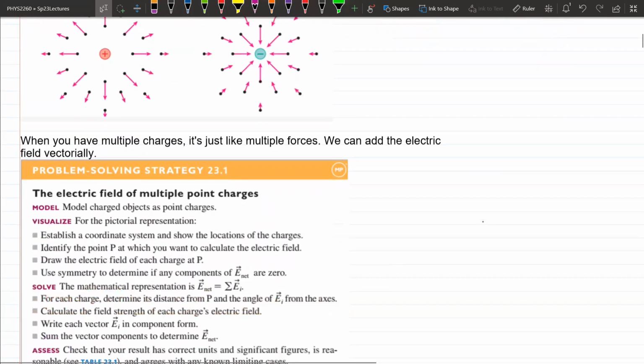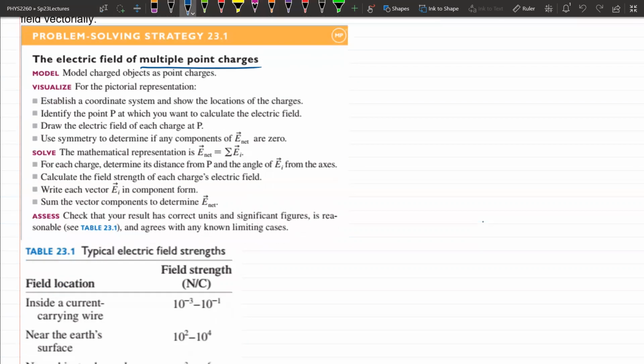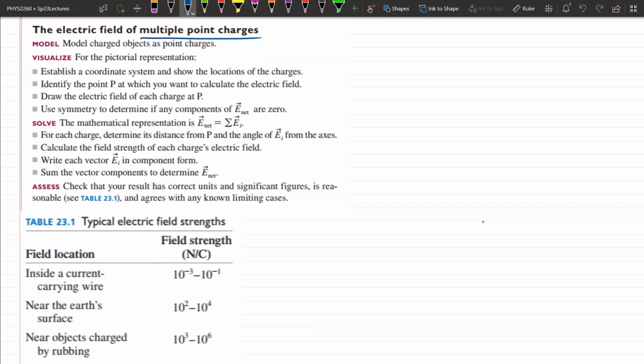Okay, so when we want to calculate electric fields of multiple charges, just like the way we calculate forces with multiple force sources, you have to add them up vectorially. And what we do is we're going to create a coordinate system. So this is sort of like the information gathering part of usually the problems I have you guys do in the worksheet. And identify this point P where you actually want to calculate the electric field.